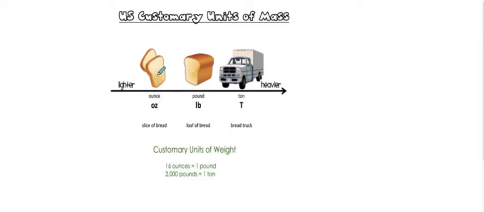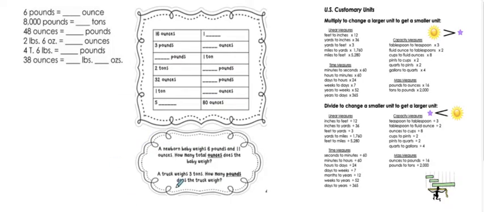Pounds and ounces have to do with weight. One slice of bread would be the same weight as 1 ounce. One whole loaf of bread would be 1 pound, and 1 ton is the size of a small truck. It takes 16 ounces to make 1 pound, and it takes 2,000 pounds to make 1 ton. Again, we have our conversion chart in these sections about mass measurement conversions to help us going from a larger unit to a smaller unit and a smaller to larger.